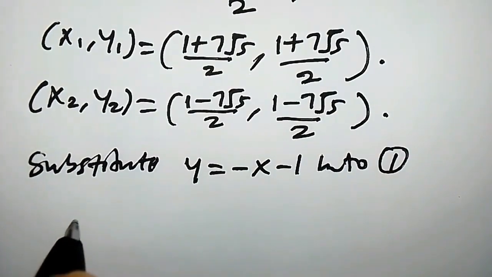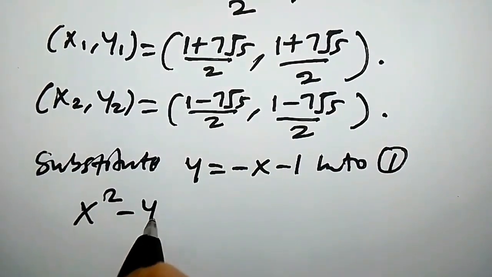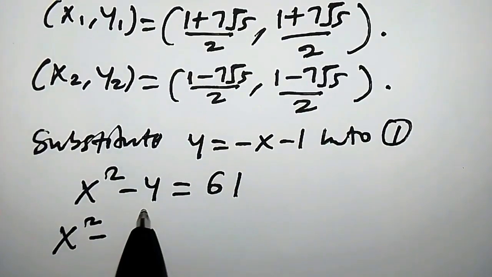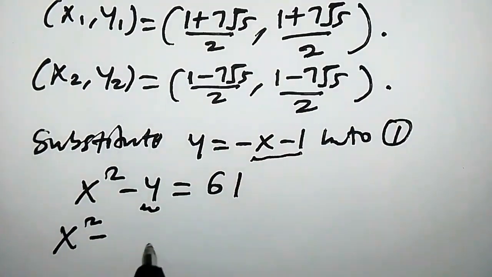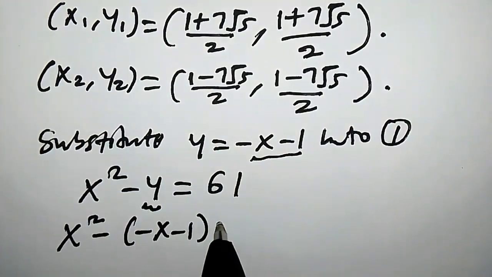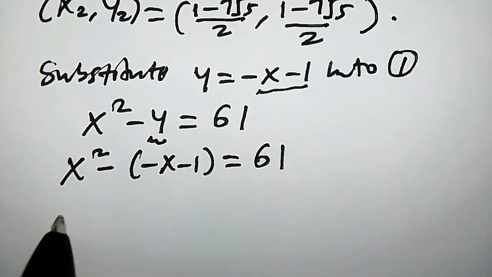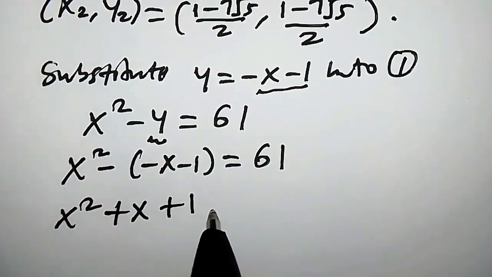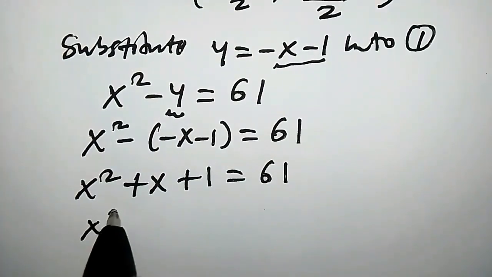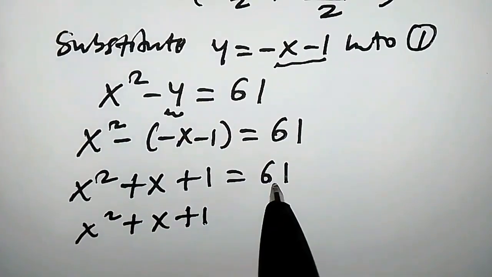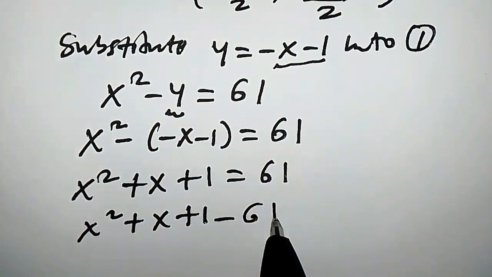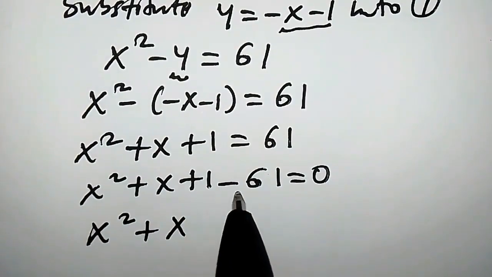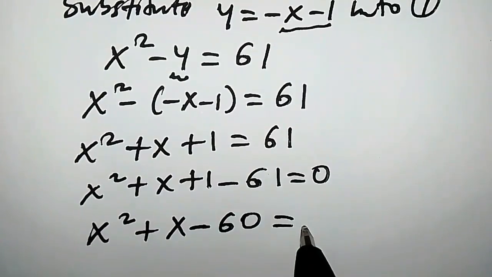What is equation 1? Equation 1 is s squared minus y equal to 61. So, s squared minus, we will now replace this particular y with minus x minus 1: s squared minus (minus x minus 1) equal to 61. So, s squared, minus times minus x, that is plus x, minus times minus 1, that is plus 1, equal to 61. S squared plus x plus 1. When we transfer 61 to the left, we have minus 61 equal to 0. S squared plus x, 1 minus 61, that is negative 60, equal to 0.